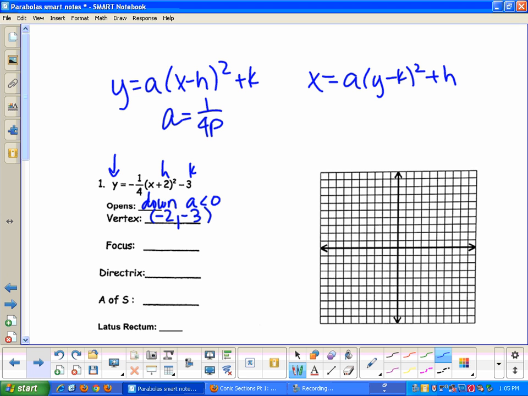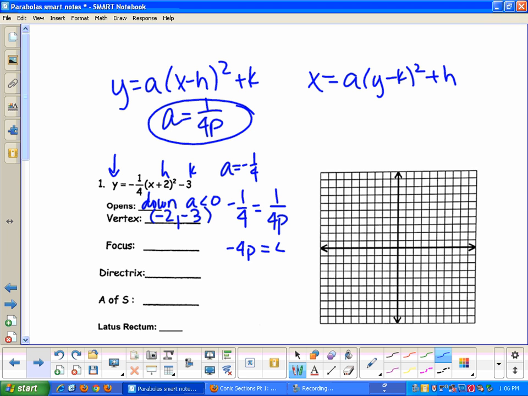The focus for this point we are going to find by using our a value. So a is equal to -1/4. So remember, we're going to use this formula right here. So -1/4 equals 1 over 4p. So then if we solve by cross multiplying, we would get -4p is equal to 4. So again, I just cross multiplied. And then we would get p is equal to -1. So we'll do that as we do our graph.